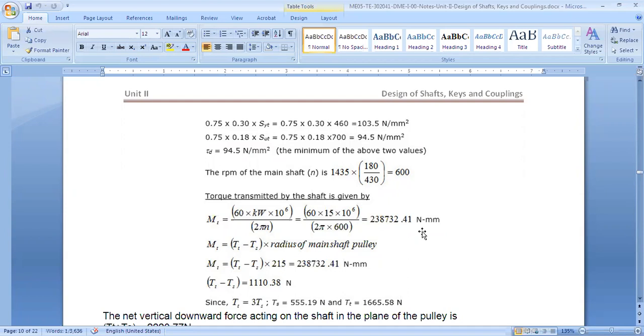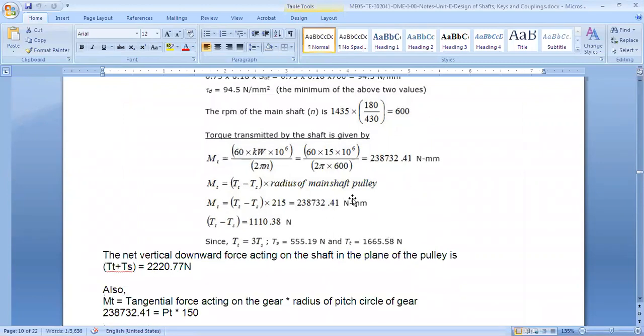Okay, so we did two things. First, we found the allowable shear stress, and then we found the torque. So the two main things are done, right? Now we have to do the tedious task of finding the bending moment. Okay, clear? So now slowly we'll go step by step.